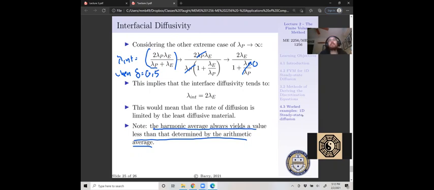So the harmonic averaging, in addition to being well for really good insulators, also doesn't allow too much heat to quickly flow through your system all at once. That is to say, in this situation where you put in a super high thermal conductivity material, your interfacial diffusivity is actually going to be 2 times that of the lesser material. It's kind of going to be rate limited. And within the harmonic average, the rate of diffusion is going to be limited by your lesser thermal conductivity material. And that's just taking the limit of lambda p tending to infinity.